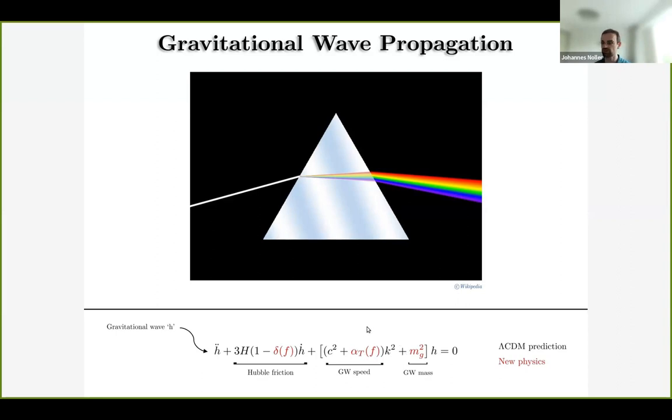I'm not sure I understood your point about the monochromatic. I guess we have a gravitational wave signal that does go through different frequencies. So in that sense, it's not monochromatic, but maybe I misunderstood there. I was just curious how you would separate the mass correction from the speed correction. Yeah, I think that was the question.